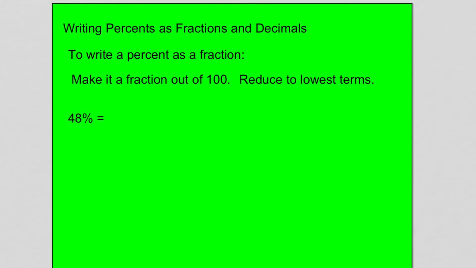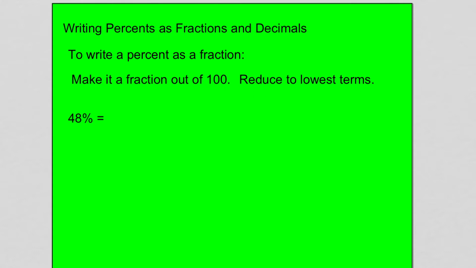We are in our last fraction, decimal, and percent conversion. The only thing we haven't done yet is starting with a percent and writing it as a fraction and a decimal. So we'll do that today. To write a percent as a fraction, make it a fraction out of 100, because that's the definition of percent. The definition of percent is a fraction out of 100. So make it a fraction out of 100 and reduce to lowest terms.